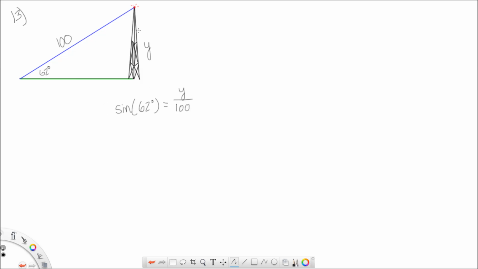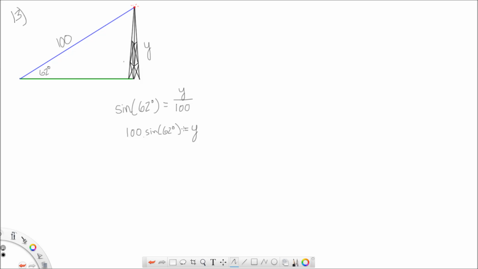So the goal of this problem is to solve for y, which is the height of the antenna. We're just going to multiply both sides by 100. So on the left hand side we get 100 sine of 62, and on the right hand side the 100s cancel and we just get y.